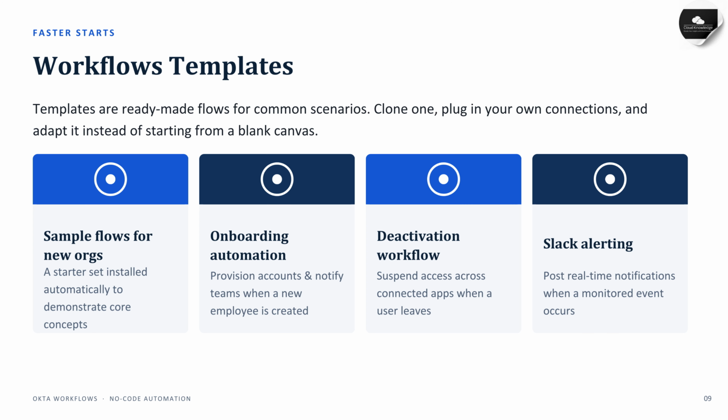For faster starts, Okta gives you templates, ready-made flows for common scenarios. You clone one, plug in your own connections, and adapt it instead of starting from a blank canvas. New orgs actually get a starter set installed automatically to demonstrate core concepts, things like an onboarding automation that provisions accounts and notifies teams when a new employee is created, a deactivation workflow that suspends access across connected apps when someone leaves, and Slack alerting that posts real-time notifications when a monitored event occurs. Great way to learn the patterns before you build your own from scratch.